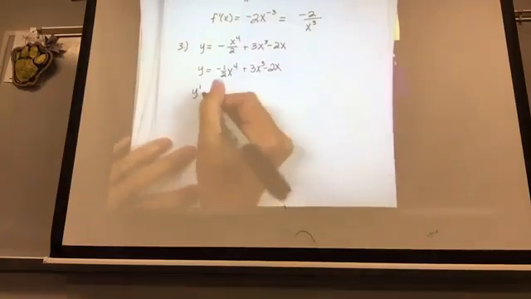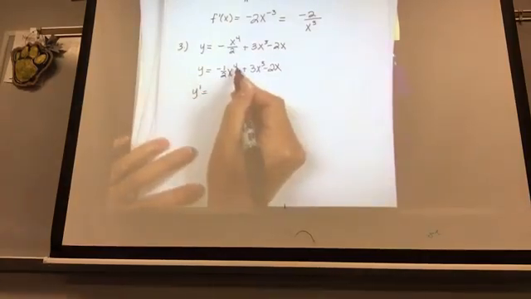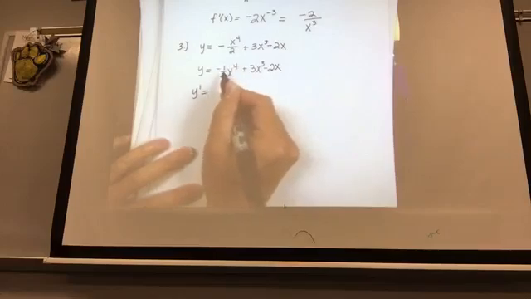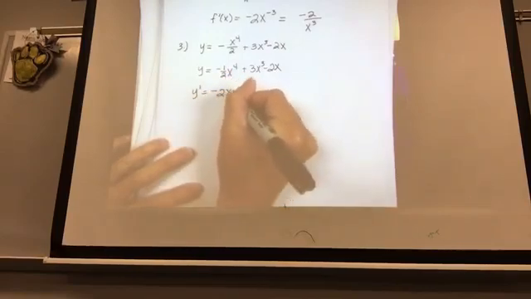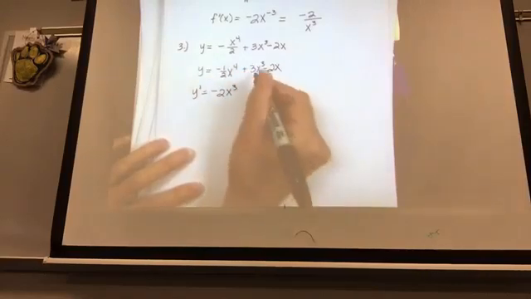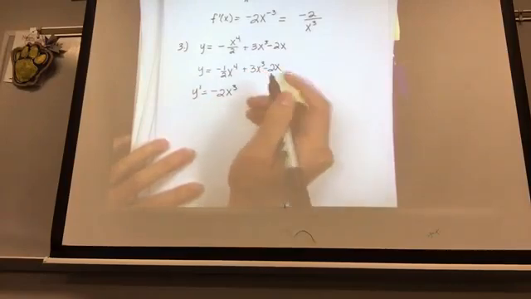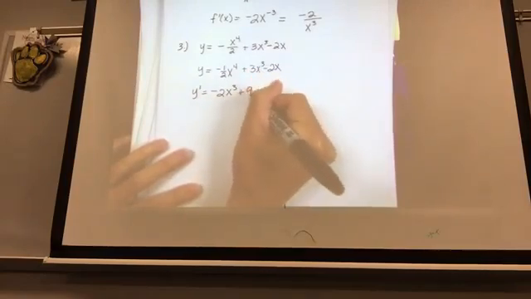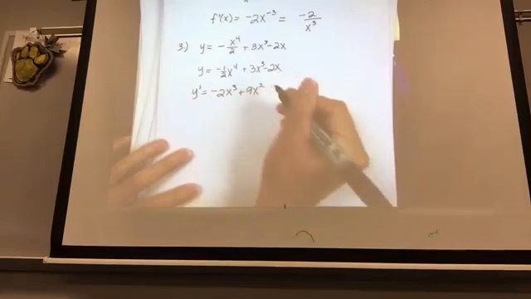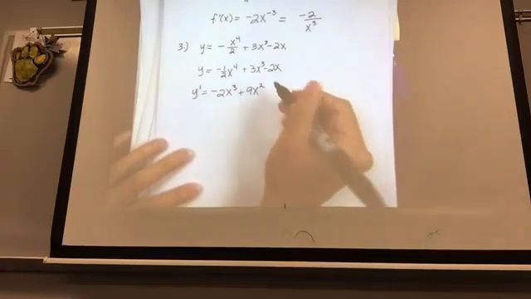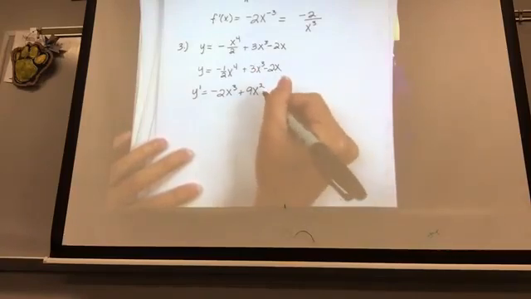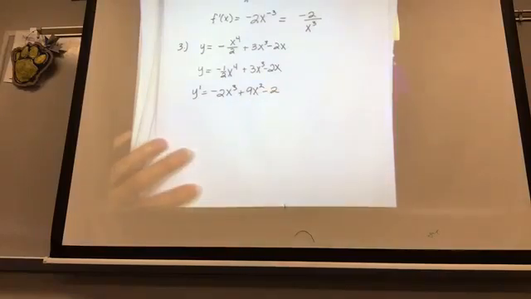Okay, so now using my power rule. Move the power, multiply it to the front. So 4 times negative 1/2 is negative 2. So I have negative 2x, 4 minus 1 would be 3. What's the derivative of 3x cubed? 9x squared. 3 times 3 is 9, decrease the power by 1. And what's the derivative of the minus 2x? Minus 2. So there's our derivative.